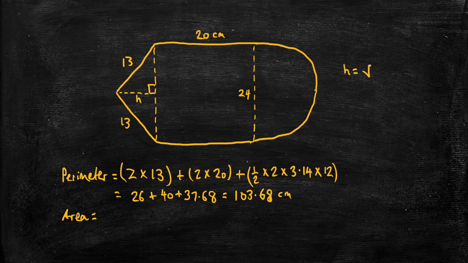So h equals the square root of the hypotenuse squared minus the other side length squared, and the other side length is half of 24, so 12. So square root of 169 minus 144, which is the square root of 25, so 5. So then the area of this triangle will be a half times the base of 24 times the height of 5.